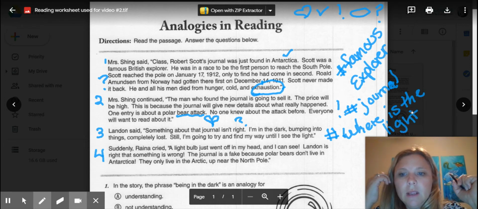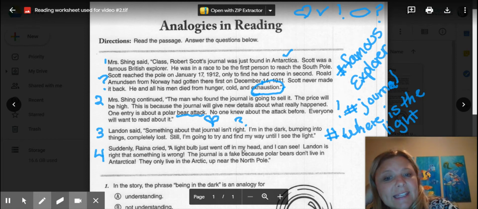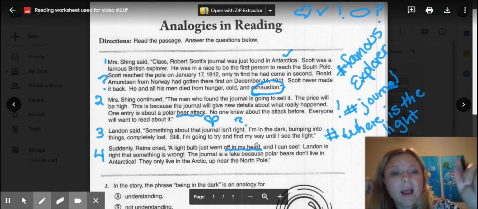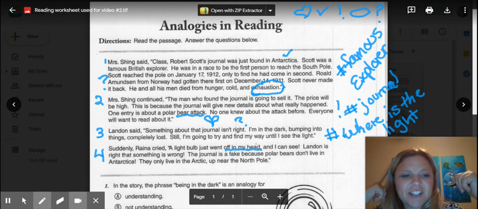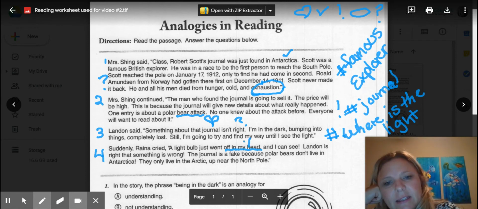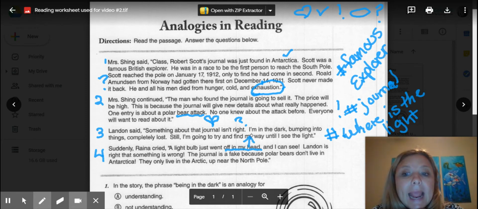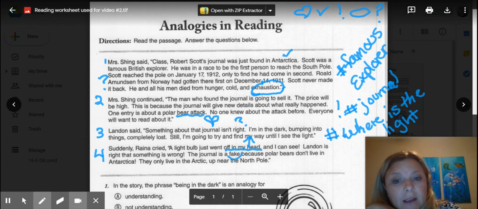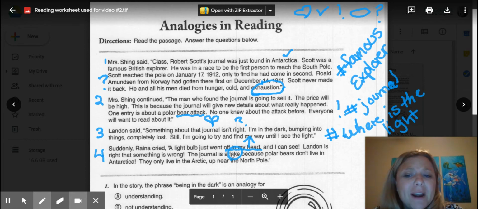Okay. Suddenly, Raina cried, a light bulb just went off in my head. I can see it. Oh, I can relate to that. Aha! I understand now. I'm able to make sense of what's happening up here. Landon is right that something is wrong. The journal is fake because polar bears don't live in Antarctica. They only live in the Arctic, up near the North Pole.